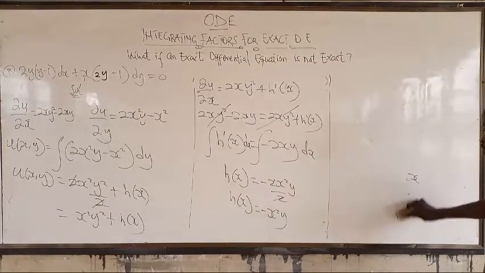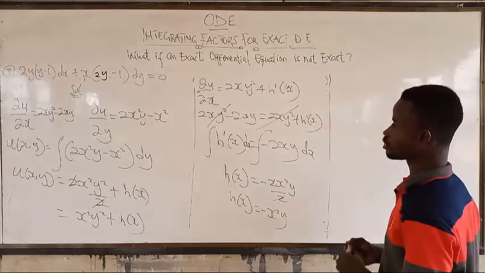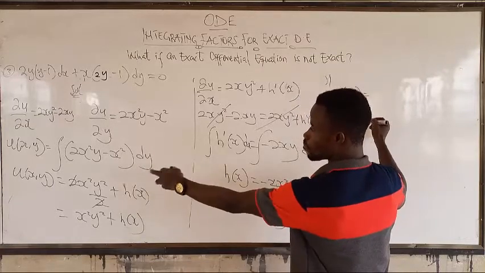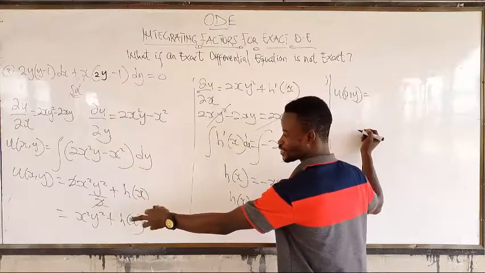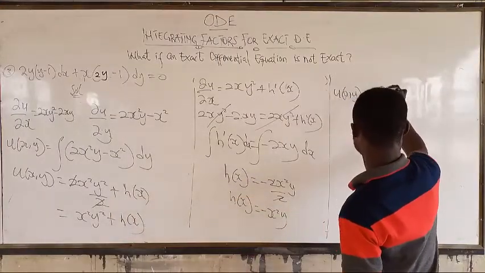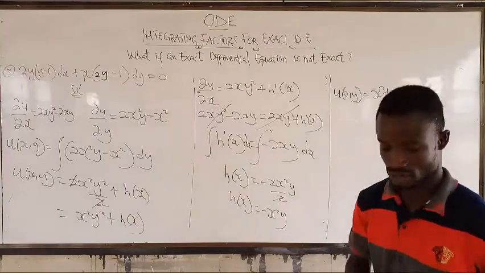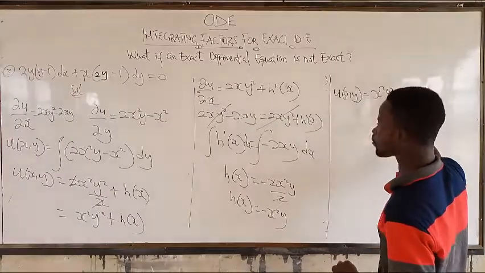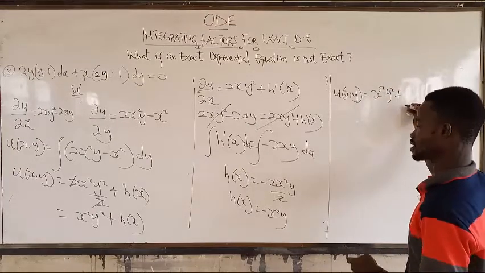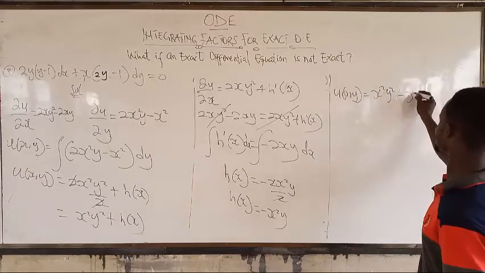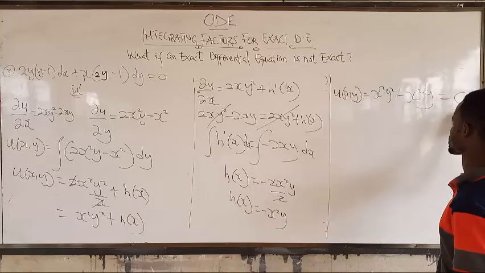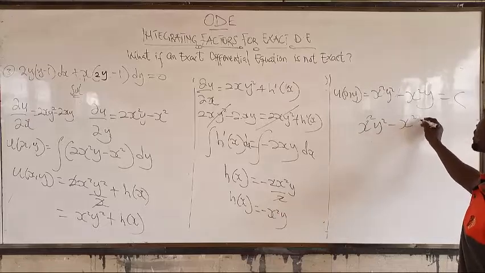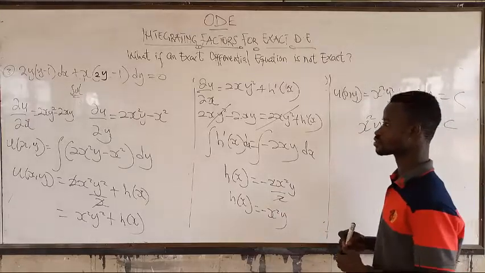Then we move on to conclude, to write the general solution. So the general solution will be: just copy this, alright. x squared y squared plus h of x, and that is minus x squared y, equal to c. So we get x squared y squared minus x squared y equal to c. So that is the general solution.